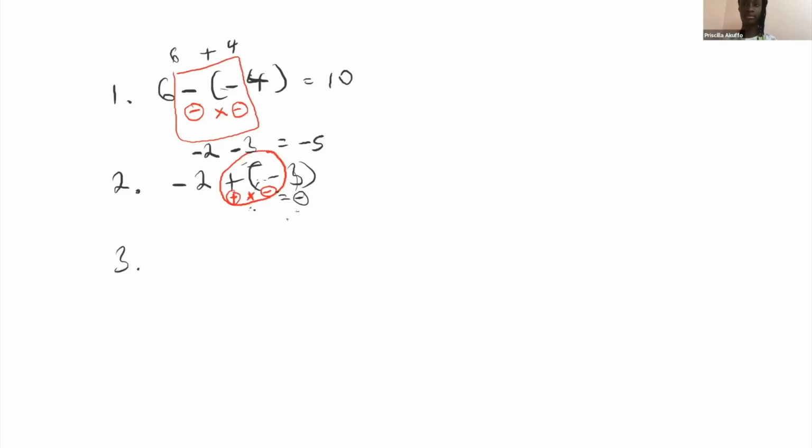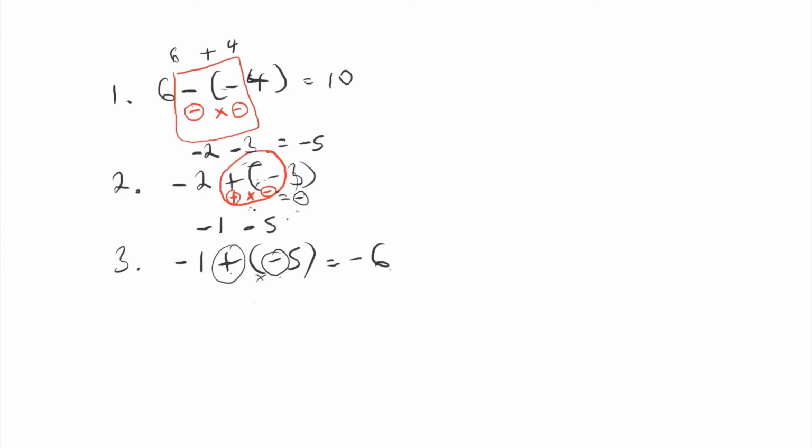Does that make sense? So like this, -1 plus -5, okay, plus times minus becomes minus. So it's -1 minus 5, which equals -6. Yeah. Okay. All right. Why don't you try one on your own?